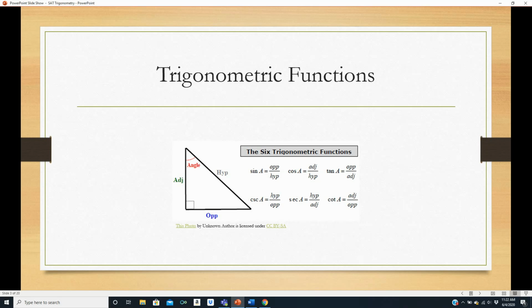So the tangent, of course, is going to be the opposite, this thing here again, divided by the adjacent. So just this over this.